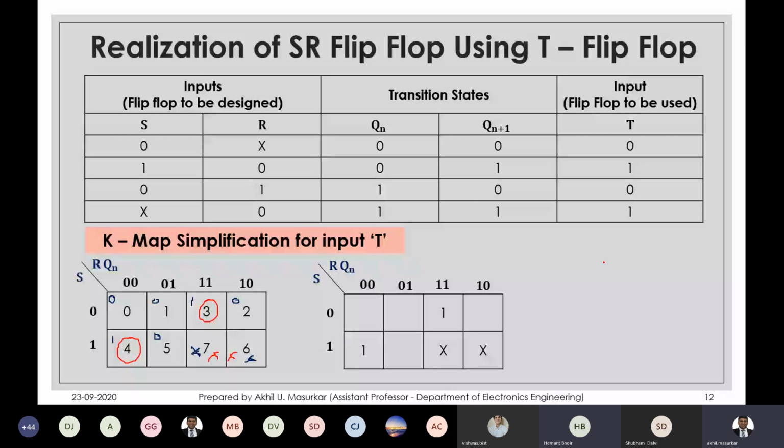So these are your two pairs. Are these pairs the same, Hemant? Are your pairs and my pairs the same? Yes, sir. Okay. So this is QNR and this is going to be SQN bar. So the equation becomes T is equal to QNR plus SQN bar. Correct.